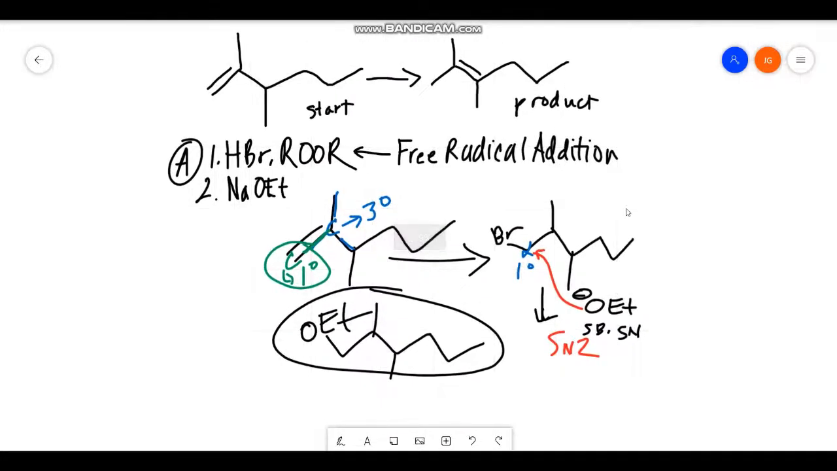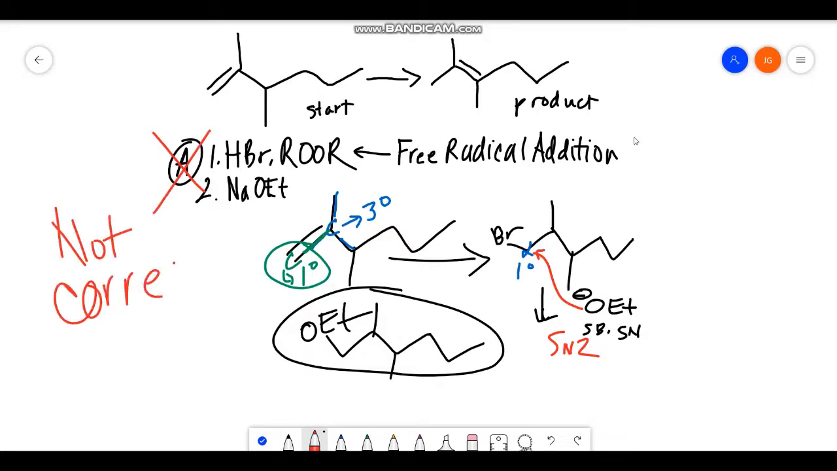So we compare that to our desired product. This is not correct. These do not match up. In fact, we're actually missing a whole double bond. So this is completely off. So let me write it next to A. A is not correct at all. Okay, so we can eliminate choice A.